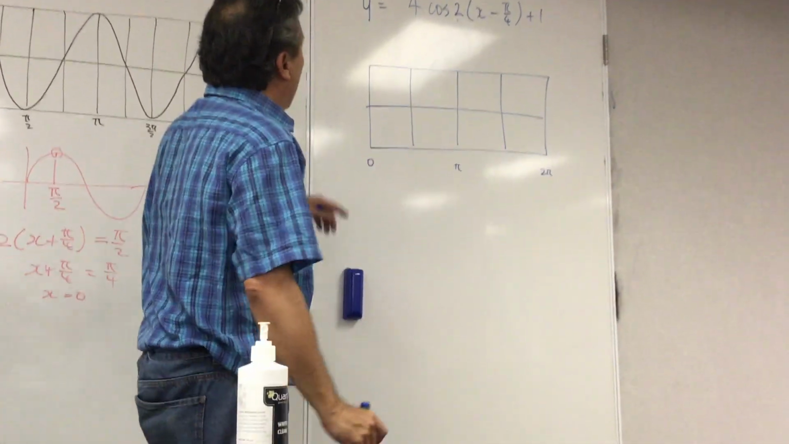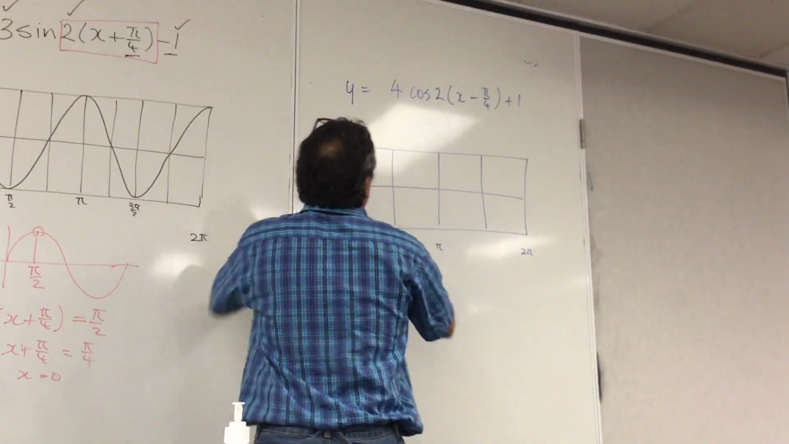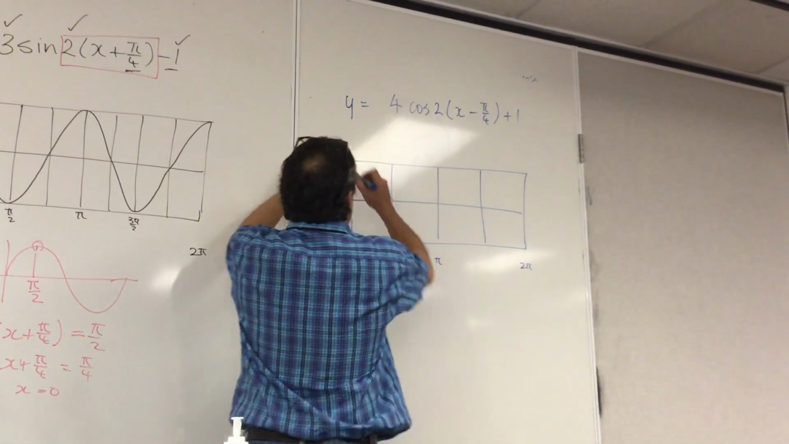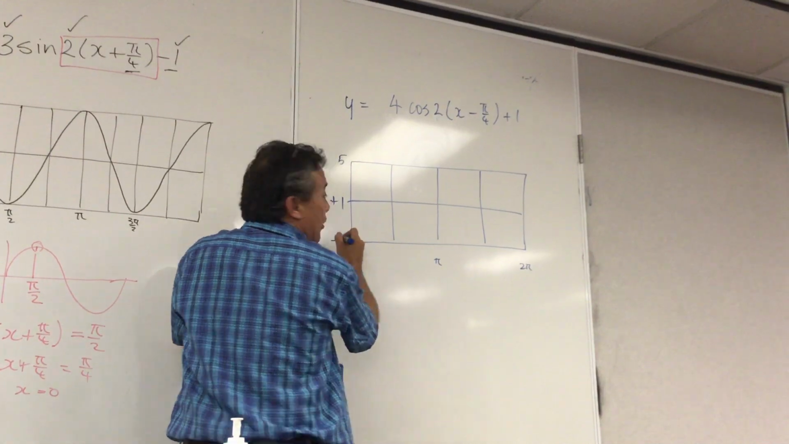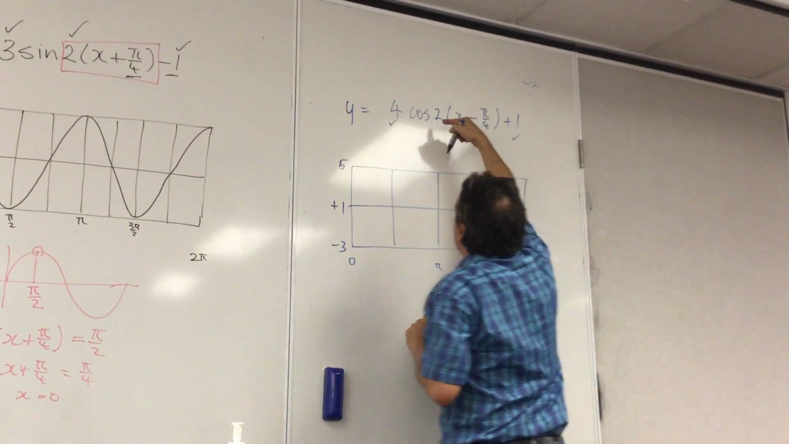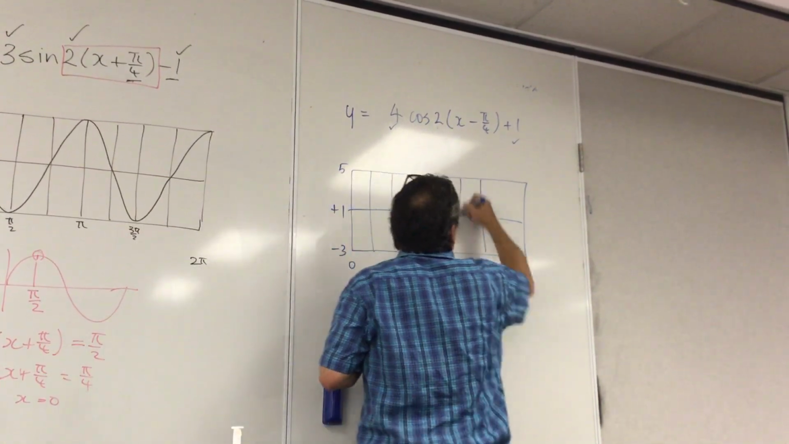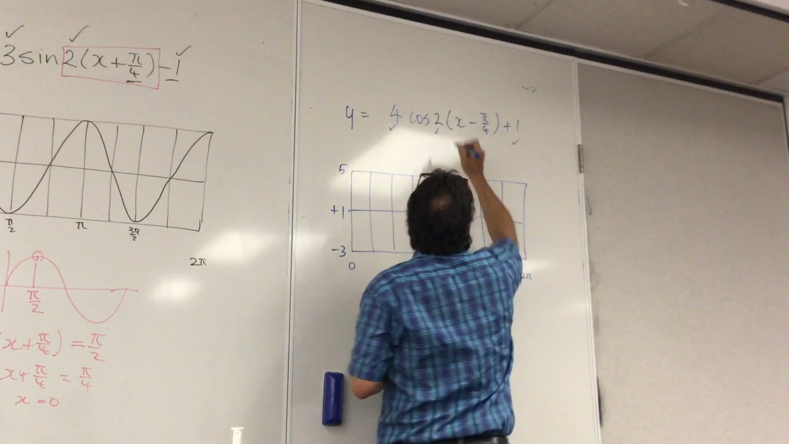Okay? Now, again, the first one, 1, this is plus 1. This goes up 4, so this is 5, this is minus 3. Okay? So this one done, this one done, this one exactly the same. Right? Bang, bang, bang, bang, done.